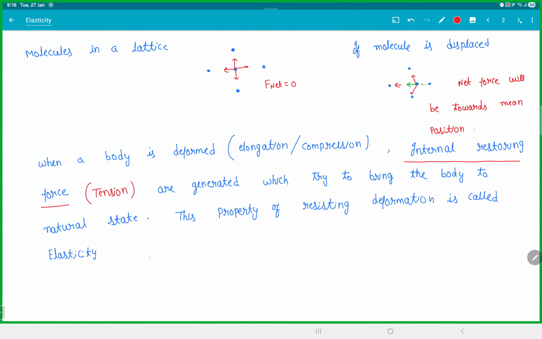So now if I ask the same question, which is more elastic, steel or rubber? Think of it like this. If you stretch a rubber sheet by 10 centimeters and a steel wire by 10 centimeters, which is more difficult? A steel wire is more difficult, isn't it? So steel is more elastic than rubber.